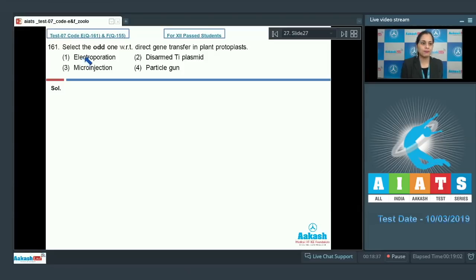Question number 161. Select the odd one with respect to direct gene transfer in plant protoplasts. So the keywords are direct gene transfer and in plant protoplasts. And the options are electroporation, disarmed Ti plasmid, microinjection and particle gun. And the correct answer to this question is option number 2, disarmed Ti plasmid.